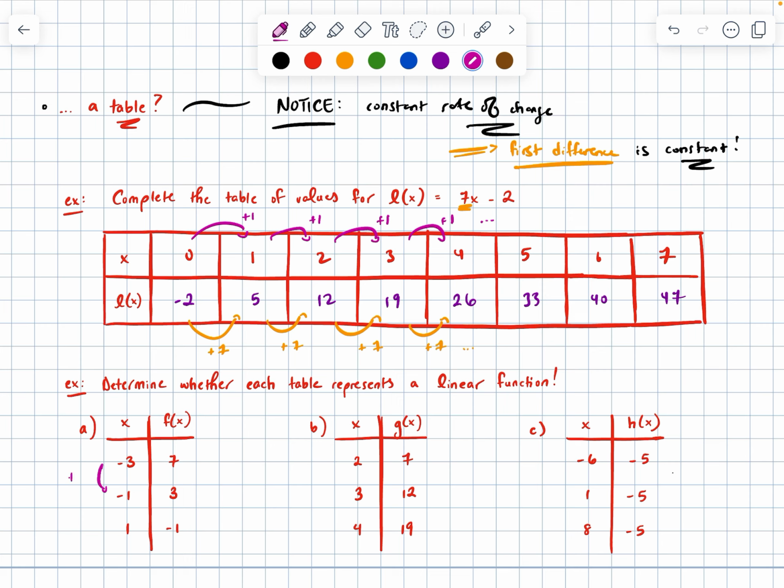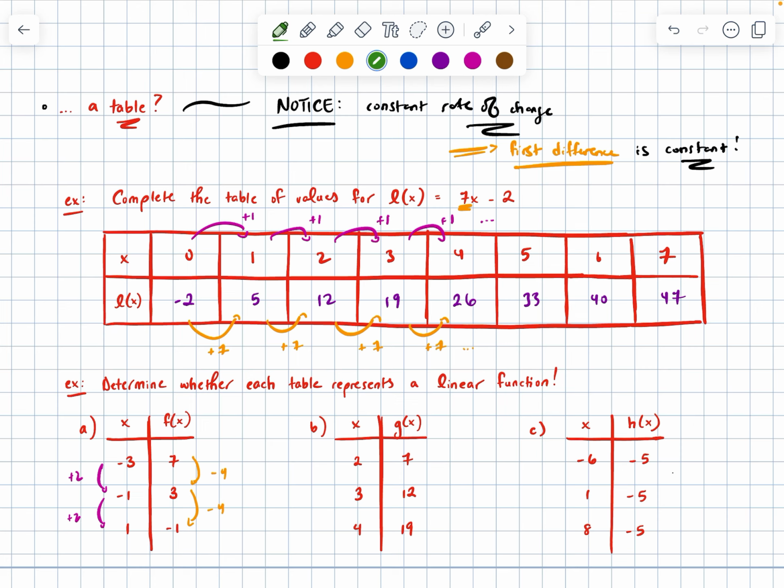And stop. Well, for my table all the way on the left, to get from -3 to -1, I need to add 2. Same thing to get from -1 to 1. So same thing here, x is increasing by a constant amount. If it's linear, then y should also be increasing by a constant amount.